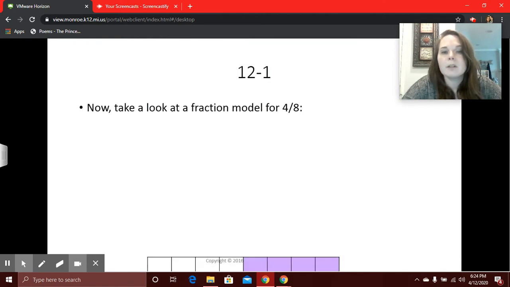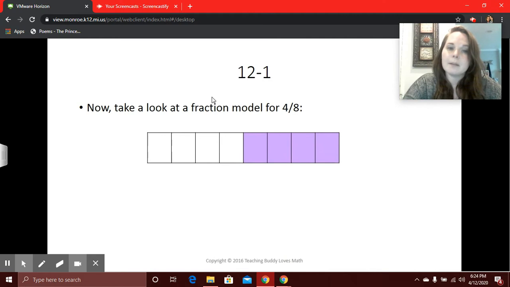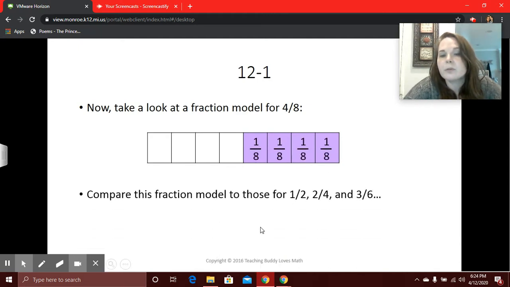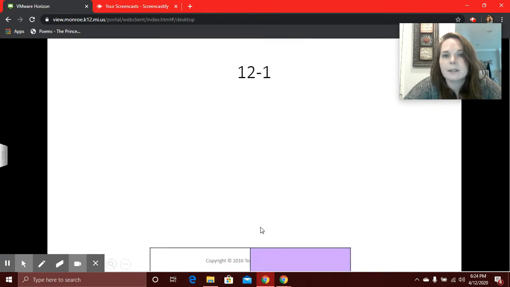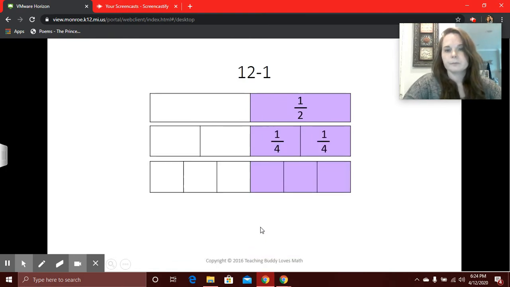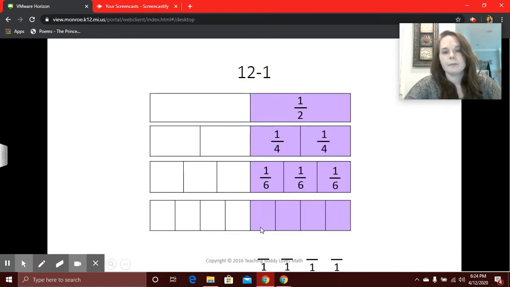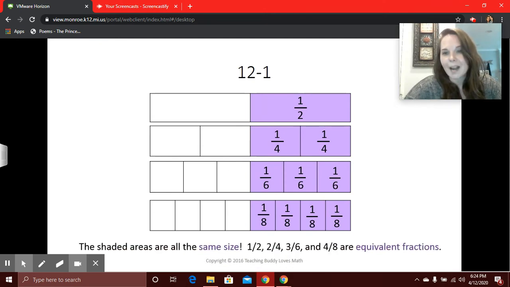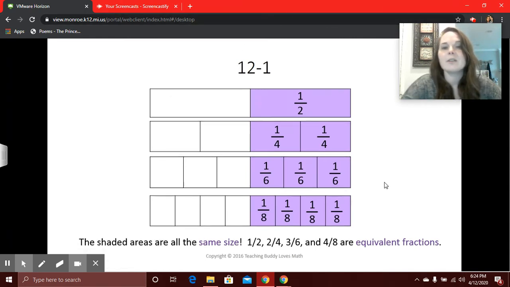Now we're going to take a look at a fraction model for 4/8. Again, my rectangle is broken into 8 equal parts, and 4 of them are shaded in, creating 4/8. Compare this fraction model to those of 1/2, 2/4, and 3/6. Let's see what you notice. If you're noticing they all take up half the rectangle, you're right. So what do we call that? If you said equivalent, you're correct. Those are all equivalent fractions. They all have half of that rectangle filled in.